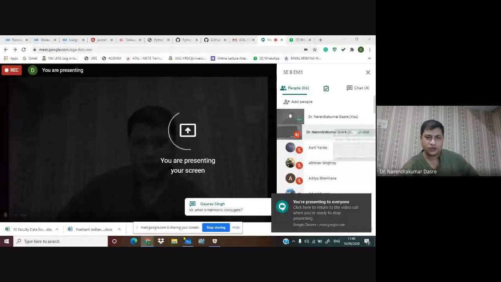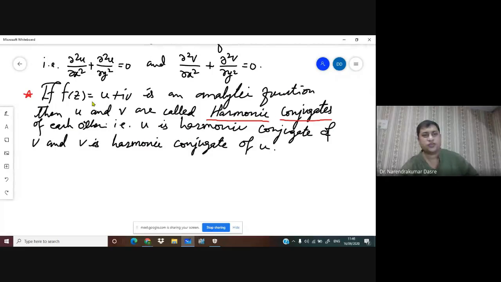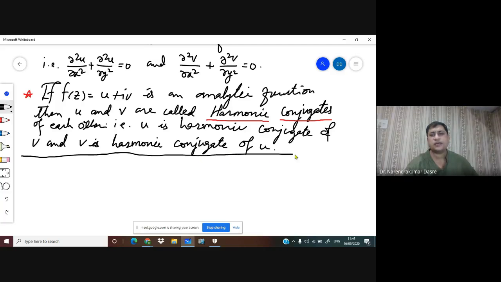Okay. So now we'll try some problems based on this. So let's have the problems based on, yeah, what is the harmonic conjugate? As we have a pair here, f of z is analytic, and hence the imaginary part and real part of this analytic function are called the harmonic conjugate. This is the definition of harmonic conjugate. So let's have the examples based on this concept.